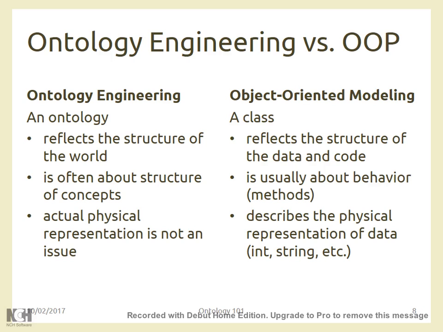A class in object-oriented modeling is usually about the behavior that the instances of those classes should have, that are the methods of the class, while an ontology is often about the structure of concepts. A class in object-oriented modeling describes the physical representation of the data in terms of integers, strings, vectors, and so on, while in an ontology the physical representation is not an issue, and you can decide to put this physical representation inside the ontology, or not. It's up to you. It depends on the domain and on the process that you follow.